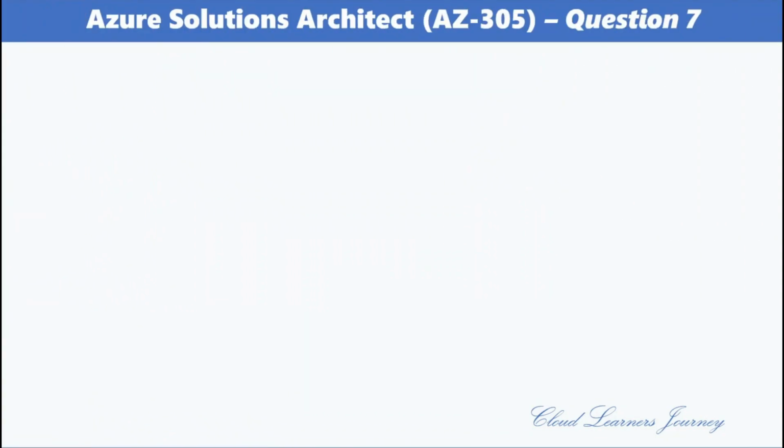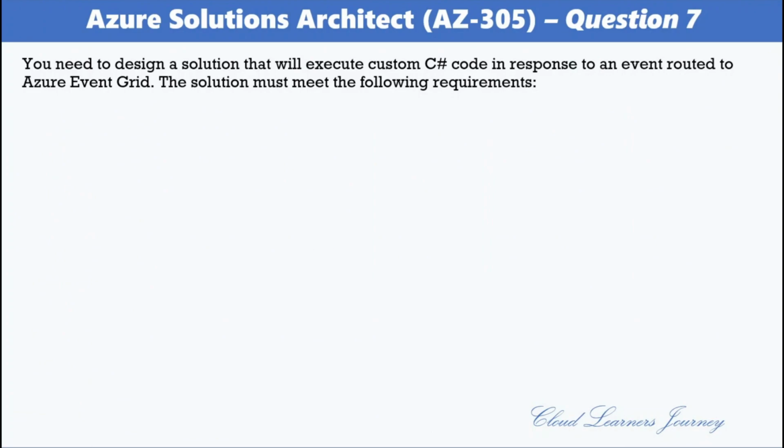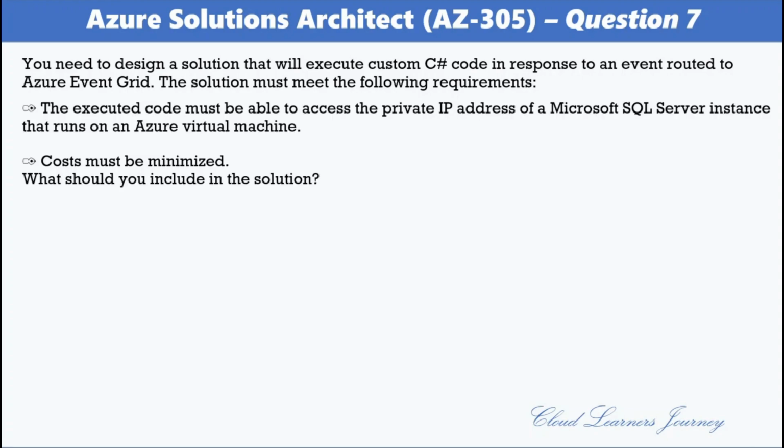Next, question number 7. You need to design a solution that will execute custom C# code in response to an event routed to Azure Event Grid. The solution must meet the following requirements. The executed code must be able to access the private IP address of a Microsoft SQL Server instance that runs on an Azure virtual machine. Second, costs must be minimized. What should you include in the solution?